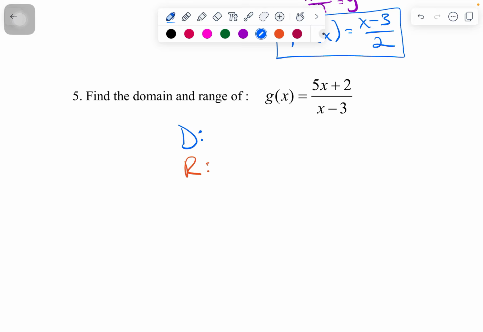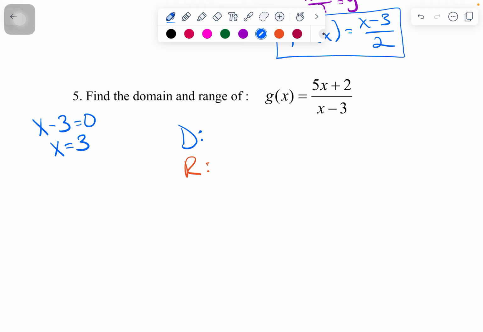So D for domain, we have a fraction, and unfortunately I do not want this denominator to equal 0. So as weird as it is, I'm going to purposely take the denominator, set it equal to 0 to find what my problem value is. And in this case, my problem value is the number 3. If I let x equal 3, right, 3 minus 3 is 0. My denominator is 0. Can't divide, okay, all the things.